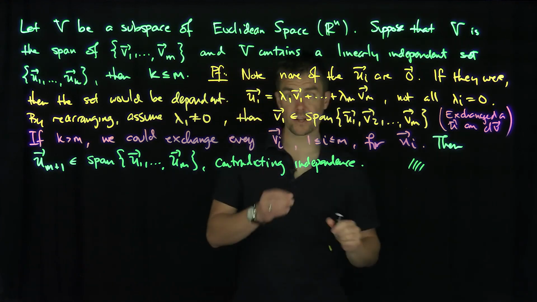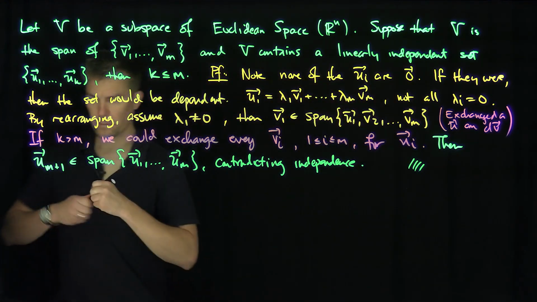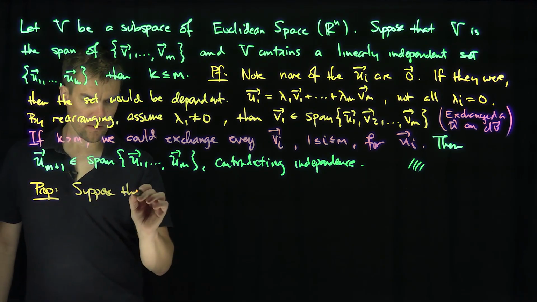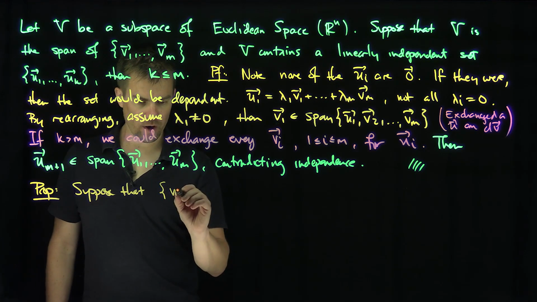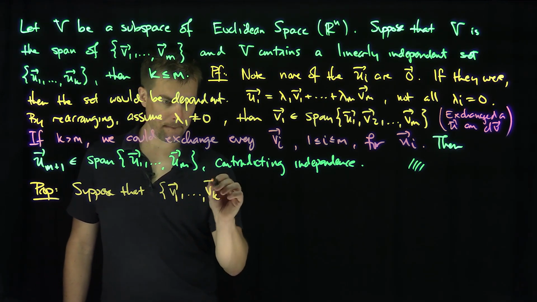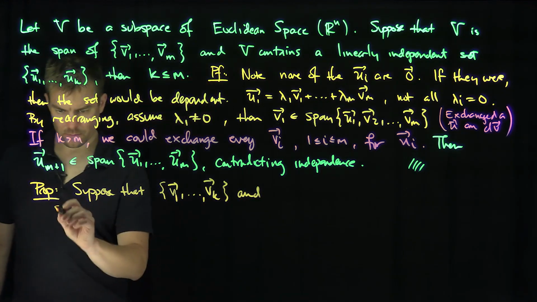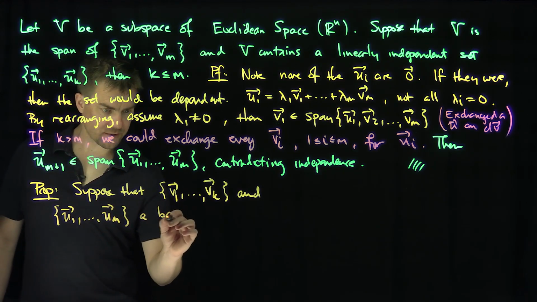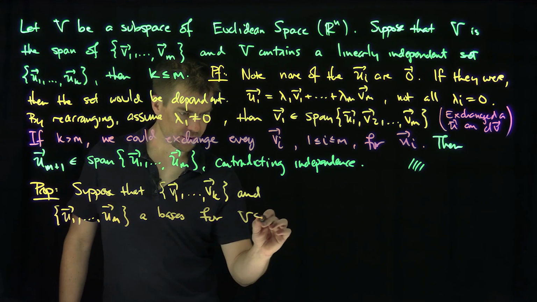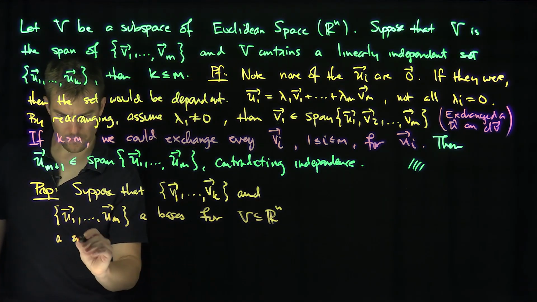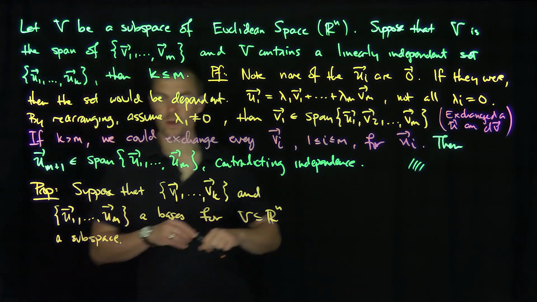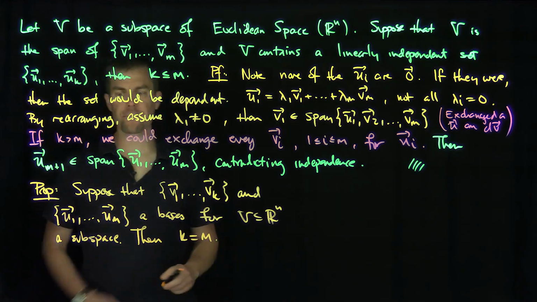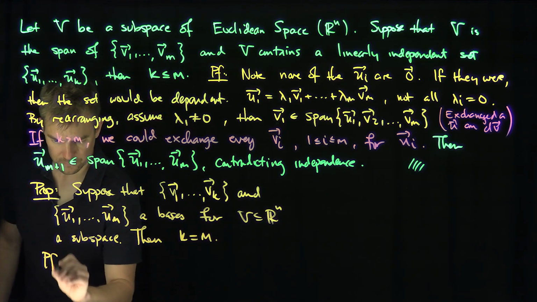Great. Now we can state the following proposition. Suppose that v1 through vk and u1 through um are bases for V, which is a subspace of R^n. Then k is equal to m. How does the proof of this proposition go? The proof goes as follows.